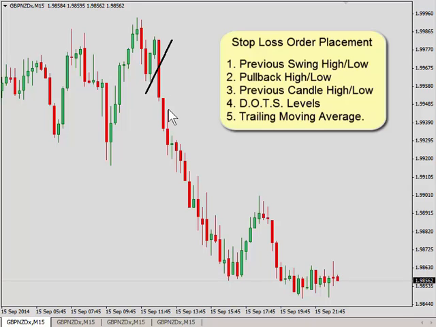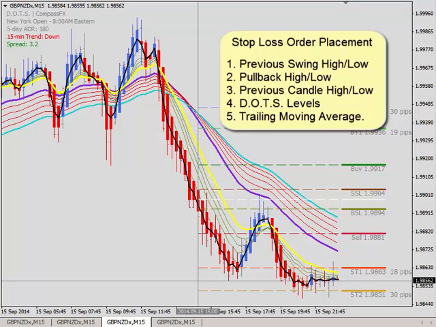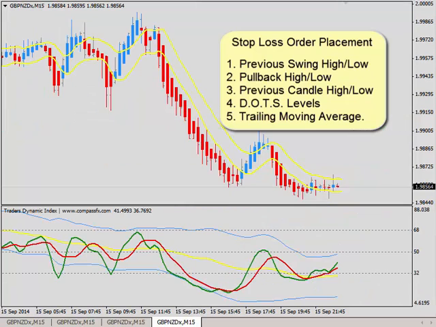Third is to look at previous candle highs or candle lows. So as the market was moving down, in this case, if the market came down to this level and my stop loss was 2 previous candle highs, when it pinned up right there, I wouldn't have been taken out. Another one is to look at your dots levels, stop loss levels, or other levels as the market moves in your favor. And another one is simply to place a moving average on the chart.